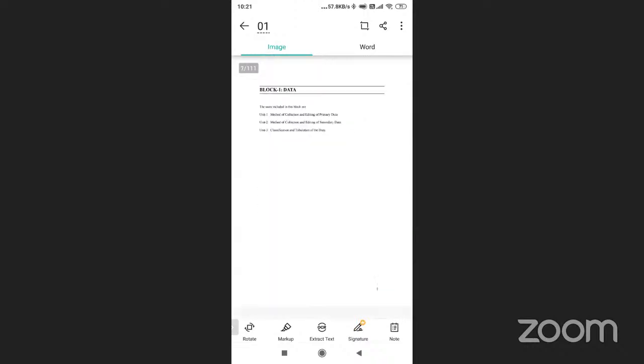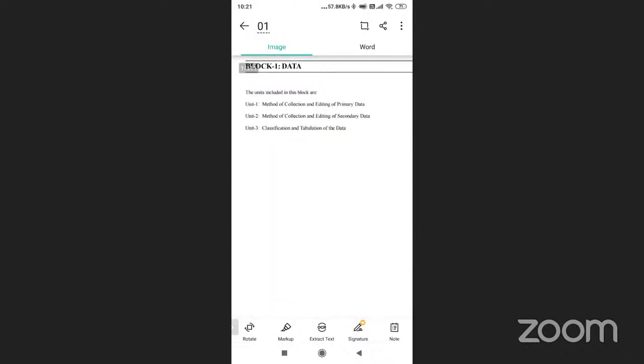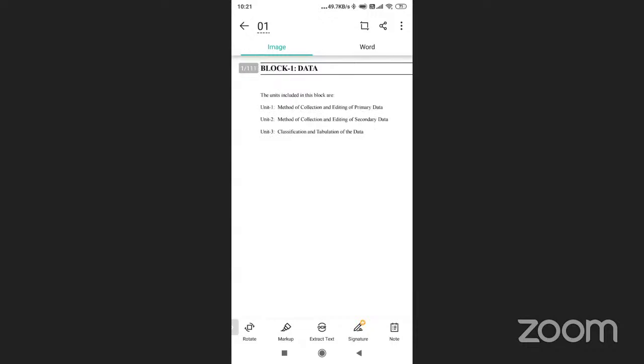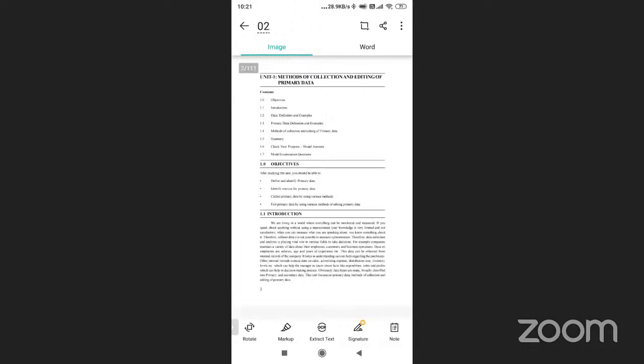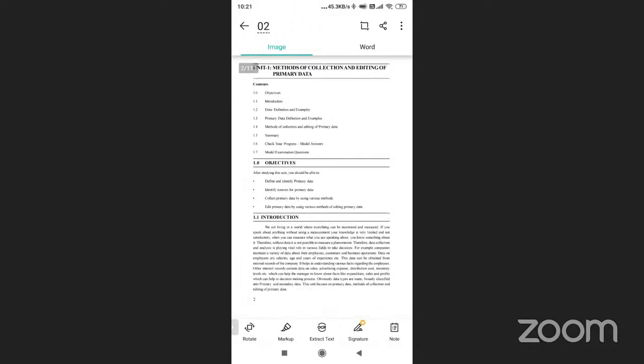In data, we are having 3 topics. The units included in this block are: number 1, method of collection and editing of primary data. Number 2, method of collection and editing of secondary data. Number 3, classification and tabulation of data. Okay. Now coming to unit 1. Clear? Disturbance, please.